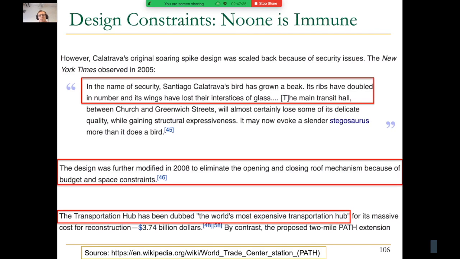Okay, so that was the point of this basically. Design constraints: no one is immune to them. This is prevalent in the architecture space, and it's very much prevalent in the computer architecture space also.